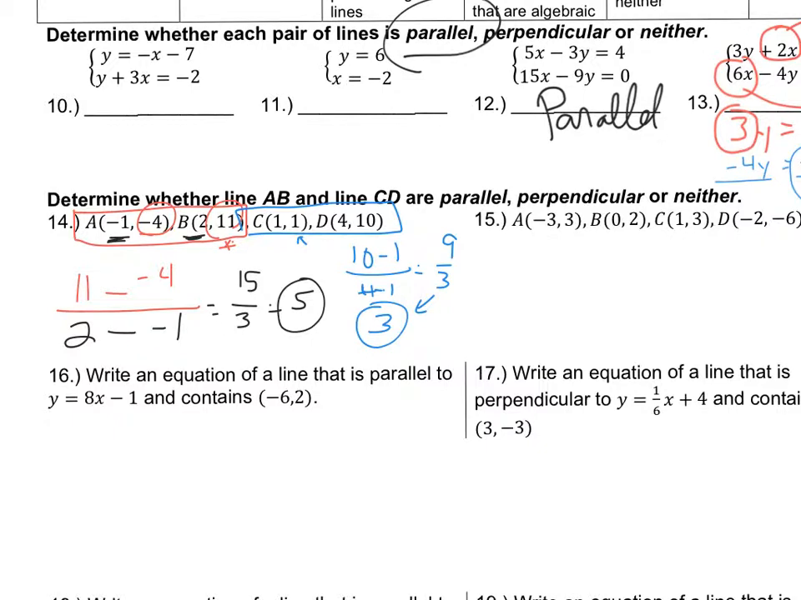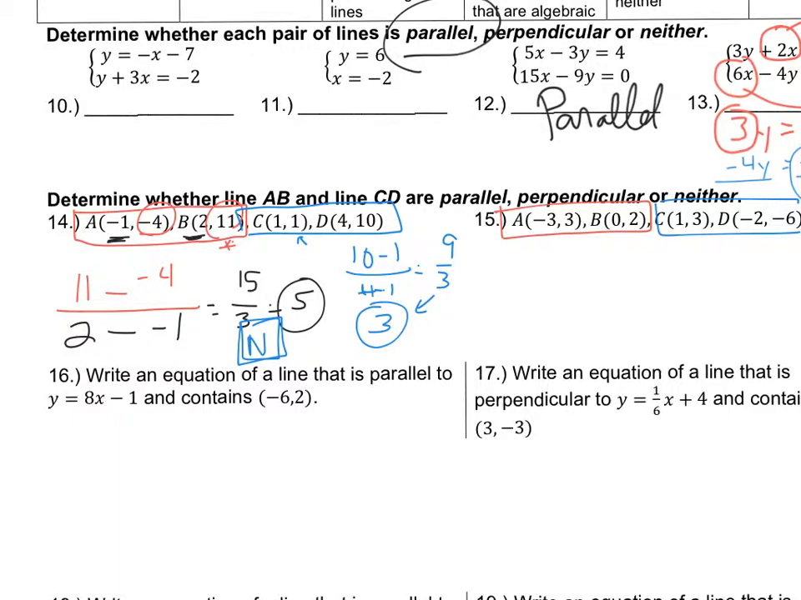So are these two parallel, perpendicular, or neither? Well, the numbers obviously aren't equal, and they're not even close to being opposite reciprocals. So the answer for number 14 is apparently neither. Same process for 15. Find your slope here, find your slope here, and decide parallel, perpendicular, or neither.